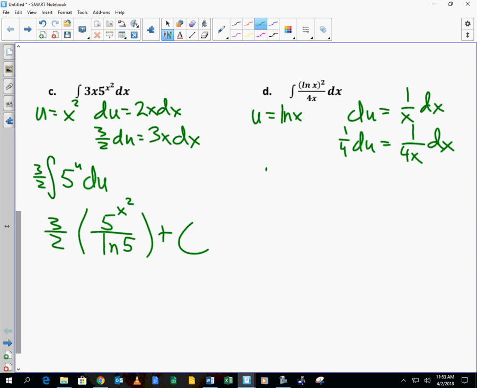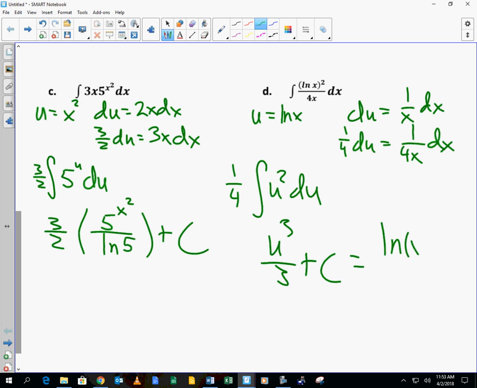So therefore, I have the integral of 1/4 out front. I have u squared du. Antiderivative of u squared: u cubed over 3 plus c. Since we have u cubed, it's going to be natural log of x cubed. Whoops, sorry, I meant to put a 12 in the denominator.